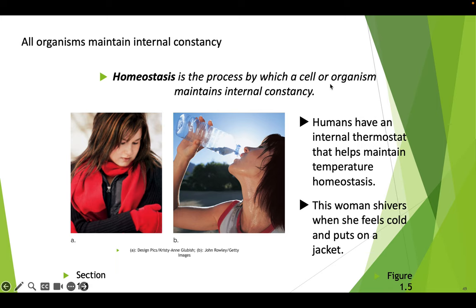All right, so we were talking about homeostasis. This is the process by which a cell or an organism keeps their internal environment constant. So, for example, humans have an internal thermostat that helps keep our body temperature the same, right? So, when you're shoveling the snow off your driveway in February, your body temperature should be about 98.6. And when you go for a jog in August and it's 95 degrees out, your body temperature is still 98.6, right? So we do different things in different environments to keep our internal environment constant, like sweating when it's hot, or putting on more layers or a warm coat when it's cold.